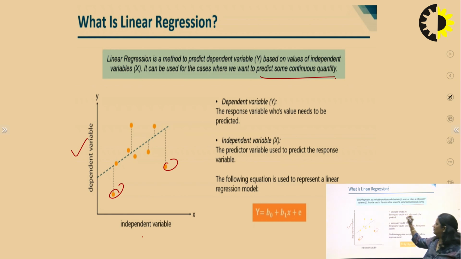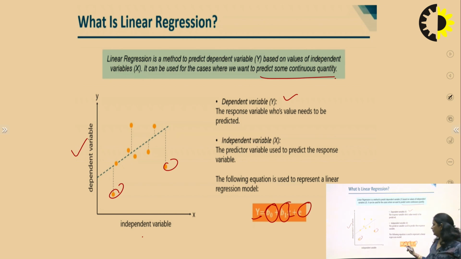regression. The dependent variable is the response variable whose value needs to be predicted, and the independent variable is the predictor variable, which is used to predict the dependent variable. This is the equation to represent a linear regression model: Y is equal to b0 plus b1 x plus e, where y is the dependent variable, x is the independent variable, b0 is the intercept, b1 is the slope, and e is the error.